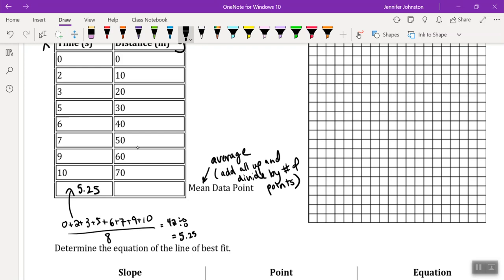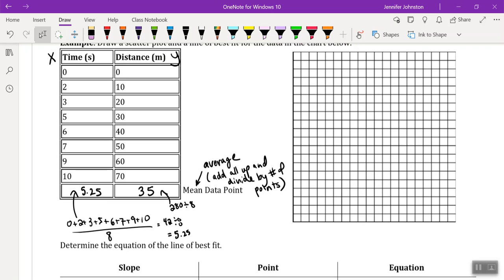We'll do the same thing for the other one, add them all up, and we get 280 divided by 8, which gives us the 0.35. Right, so that's the average of these points. This average is really, really important because our line of best fit is going to go through this point. So this is where our line of best fit will cross through.